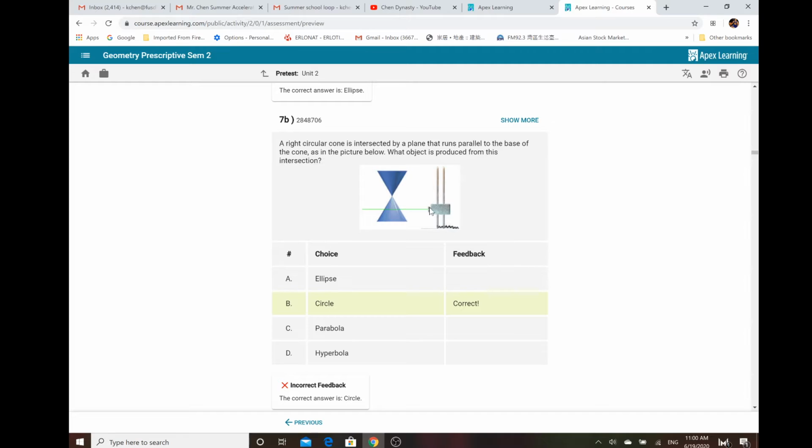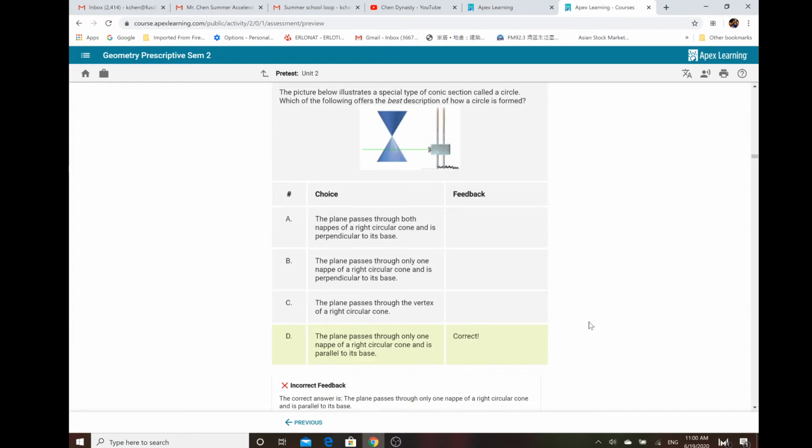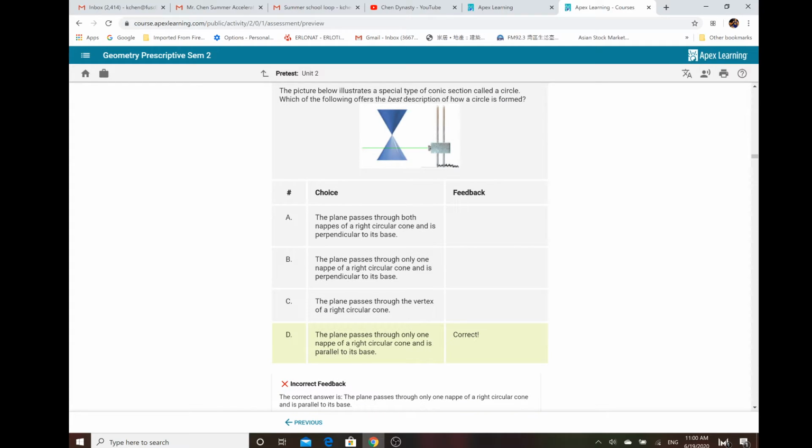And here's another one. What happens if the cone is perpendicular, straight, and the light is going through perpendicular to the nappe? The cross-section area here is called a circle, because the horizontal cross-section is a circle. Here's another one: the plane passes through only one nappe of a right circular cone and is parallel to its base. Again, the light beam is parallel to the base of the right cone.